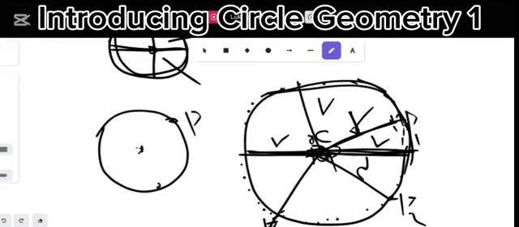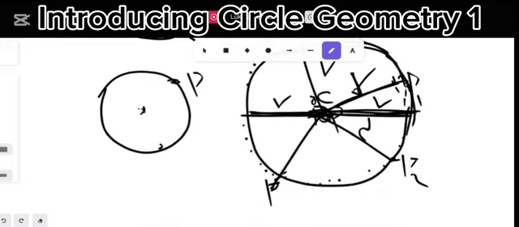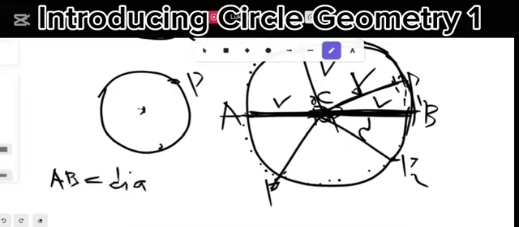So let's come to see something now. You can see that this distance, let me call this point A, and then this point B. So the length of this chord AB, chord AB is a chord which is called diameter. So AB is a chord which is also the what? Diameter.